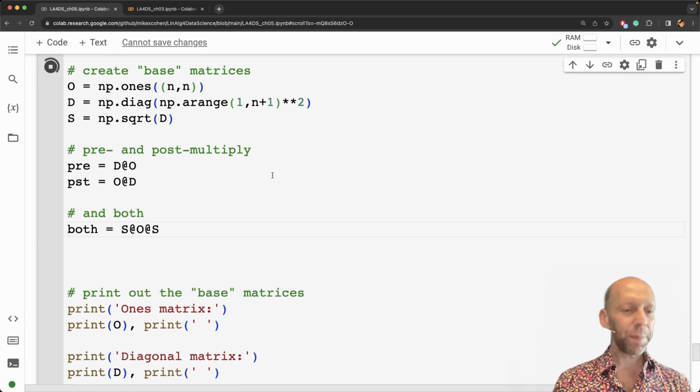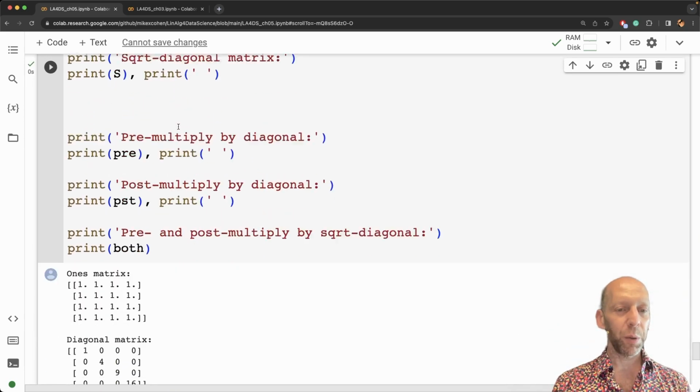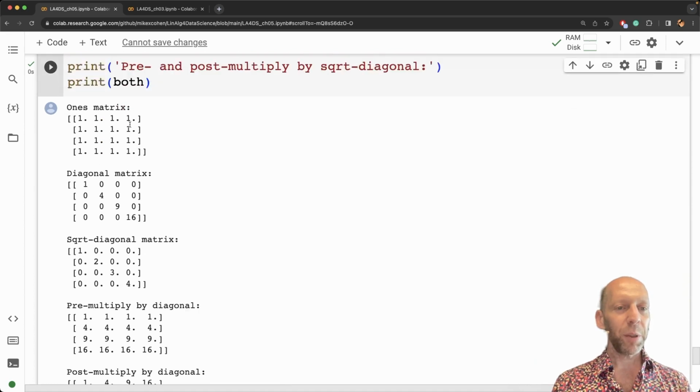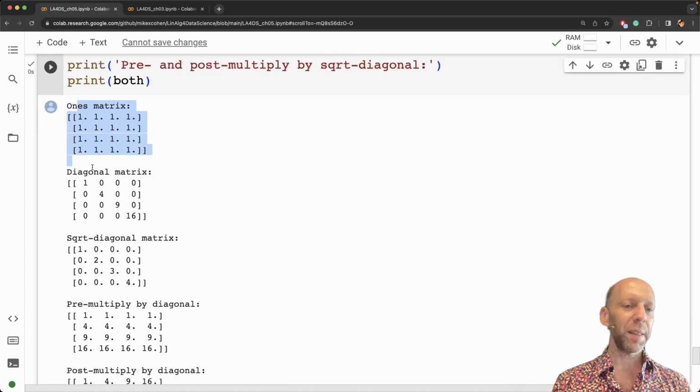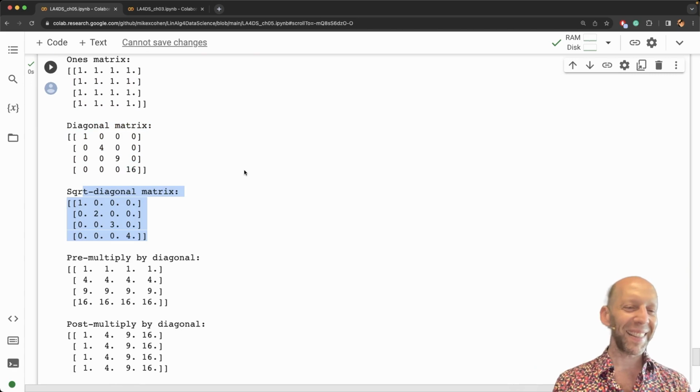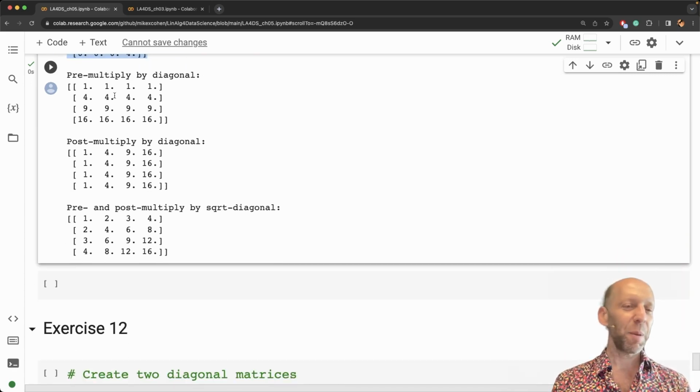Okay, anyway, here we are just going to print out all of these matrices. Here's the ones matrix, the diagonal matrix, the square root of that diagonal matrix. And these are the three matrices that I already showed in the PDF of the book.